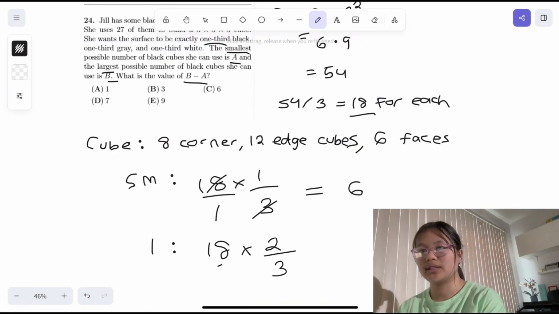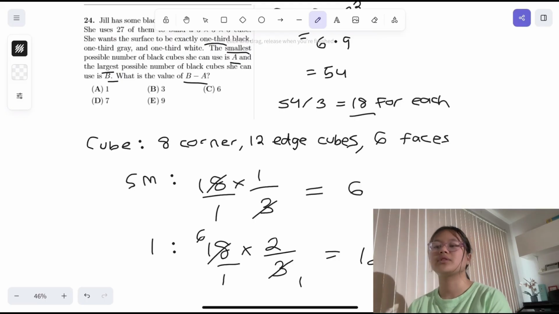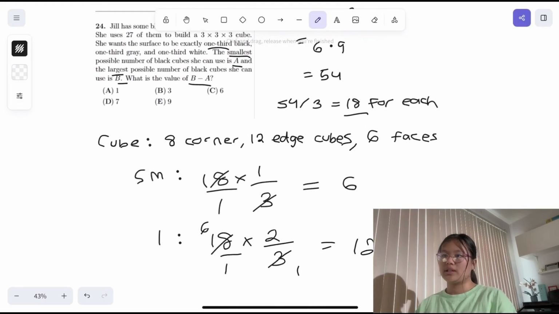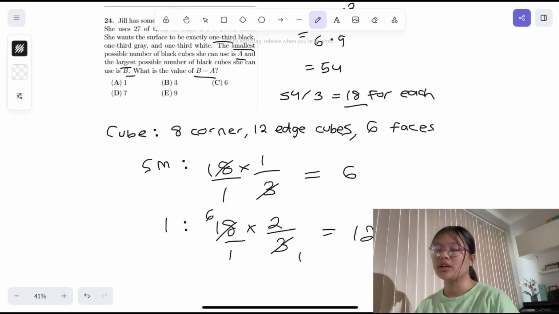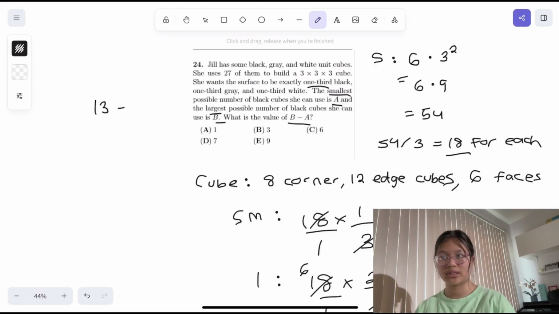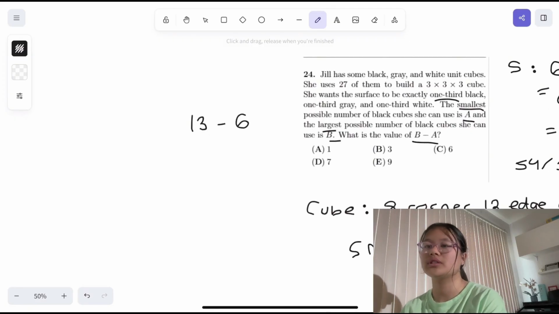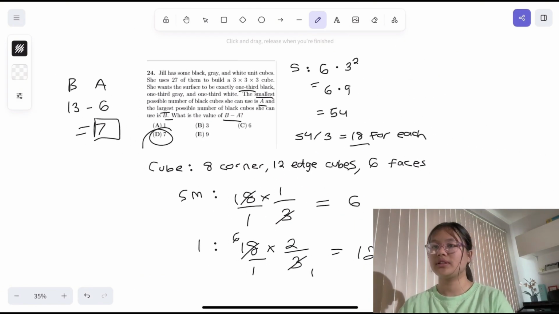what we do is 18 multiplied by 2/3. So it's over 1, same thing. And then 6 times 2 is 12. And since there's one extra cube that we cannot see, and it's in the same color, so we add 12 plus 1. So there are 13 black cubes. So now the largest is B, so B minus A. 13 minus 6 equals 7.